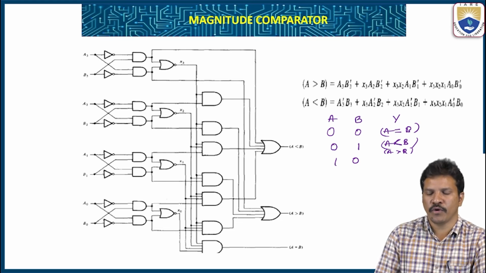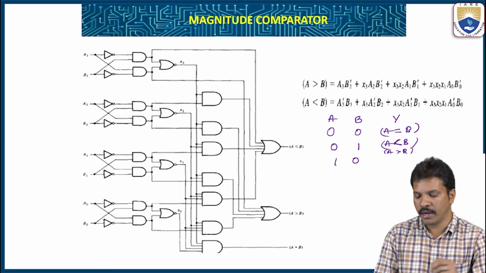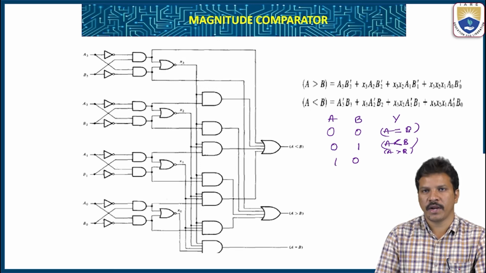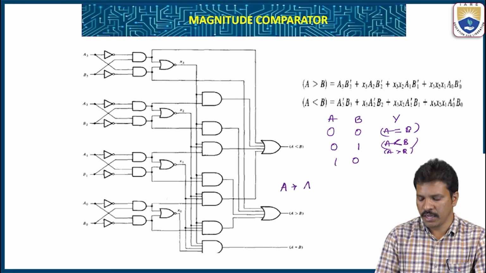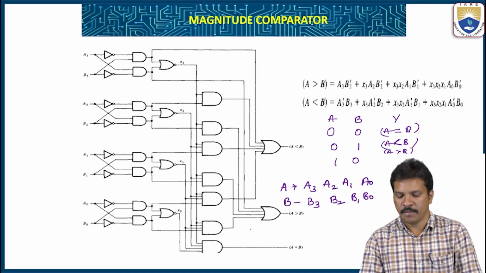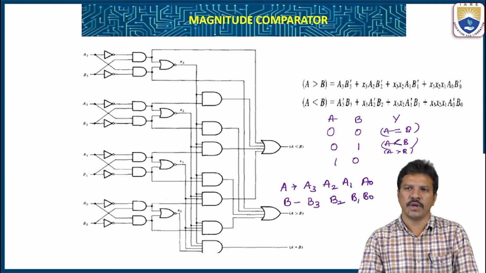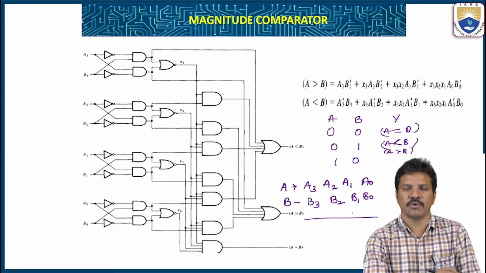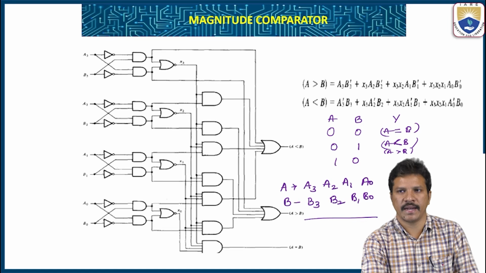So this is a single bit comparator. If you want to perform a 4-bit comparison, which is called a magnitude comparator, suppose A is represented with A3, A2, A1, A0 and B with B3, B2, B1, B0. These are the 4 bits: A0, B0, A1, B1, A2, B2, A3, B3. How can we compare these 4 bits by using a magnitude comparator?